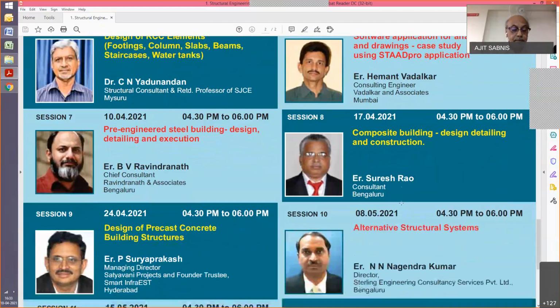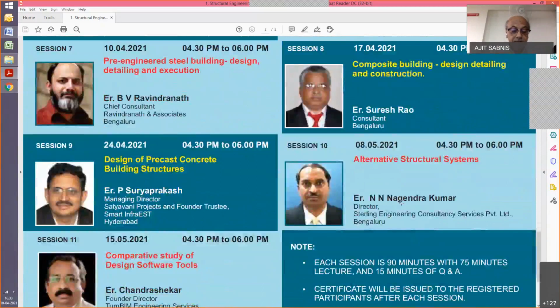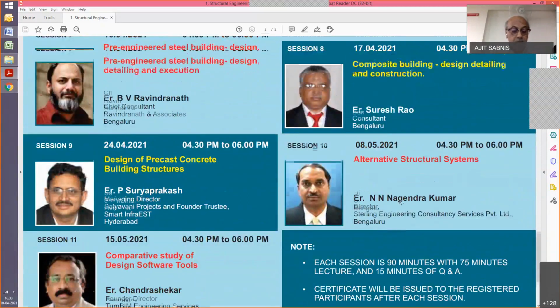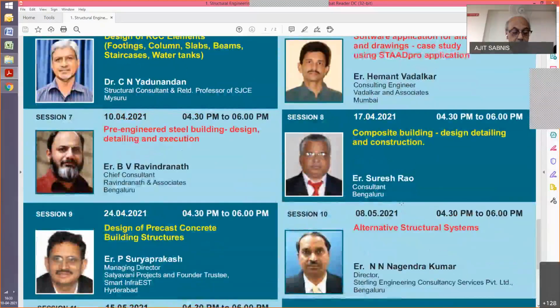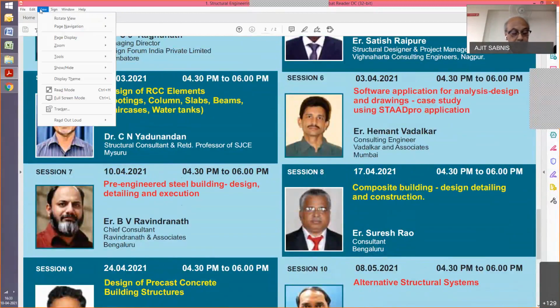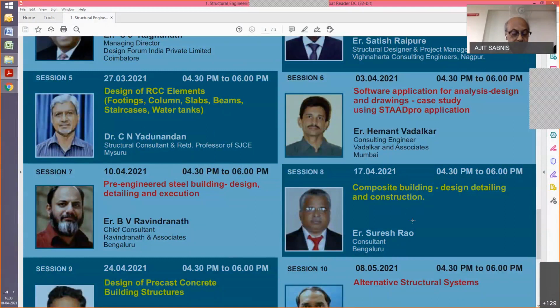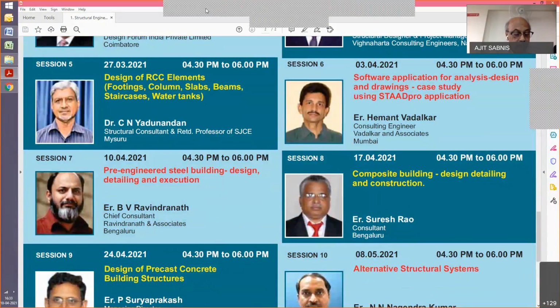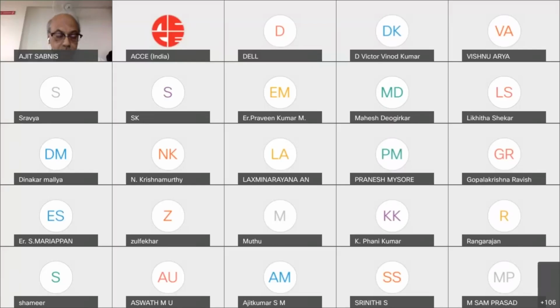essentially on the pre-engineered buildings: introduction, need of PEBs, MBMA specifications, components, parts of PEB, design, detailing, fabrication and transportation, erection at site, precautions in erections, overall commissioning, advantages and disadvantages, and some case studies, photographs and videos. So I'm sure we're all going to have a very enriching experience. This is as far as today's talk is concerned.